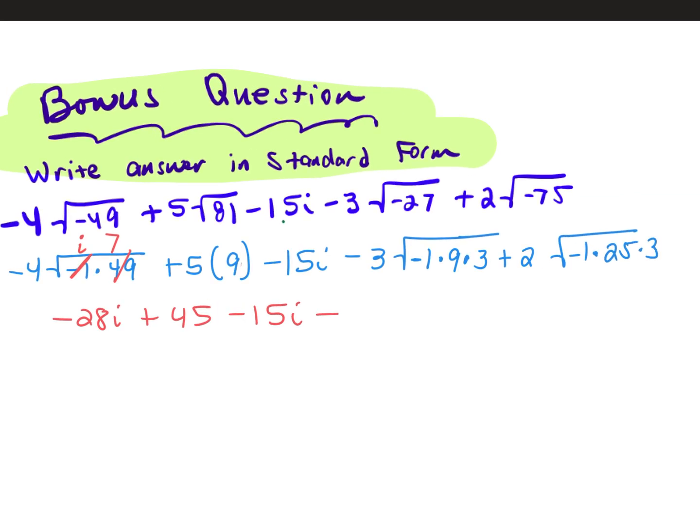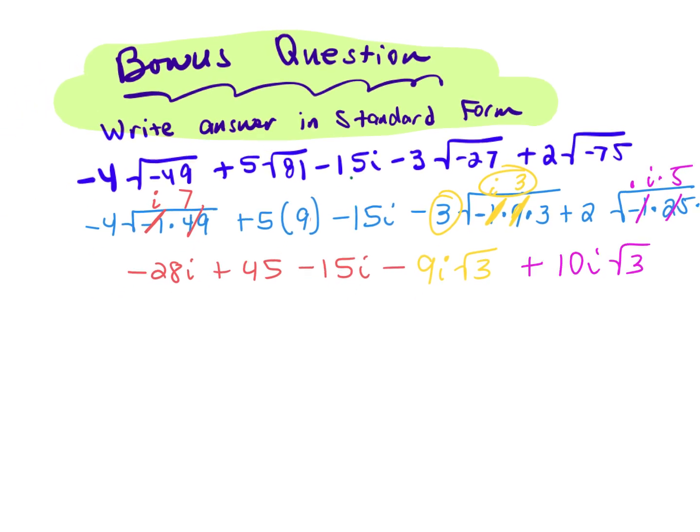Then I have minus. Let's simplify here. Square root of negative 1, i. Square root of 9 is 3, right? So we're going to multiply. 3 times 3i is, 3 times 3? 9 with a what with it? So minus 9i square root of 3. And then I have what? Square root of negative 1, i. Square root of 25, 5. So I'm going to multiply 2 times i times 5 is 10i square root of 3.